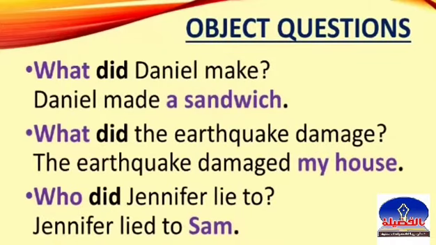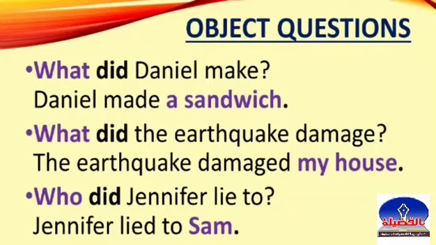In the simple past, we use the auxiliary verb did with object questions. For example, what did Daniel make? Daniel made a sandwich. We are asking about the object that Daniel made. What did the earthquake damage? The earthquake damaged my house. Who did Jennifer lie to? Jennifer lied to Sam. These are all examples of object questions.